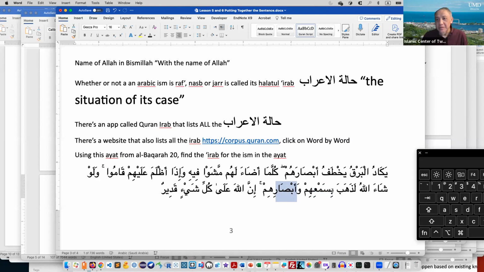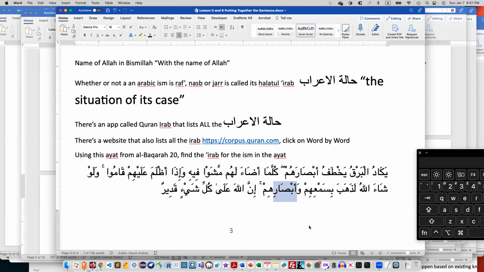Bi sam'i, and wa absari. Because of the bi, the bi is doing it to both. So it's a little bit complicated, but still, same rule. Bi sam'i, bi absari is what it's saying.